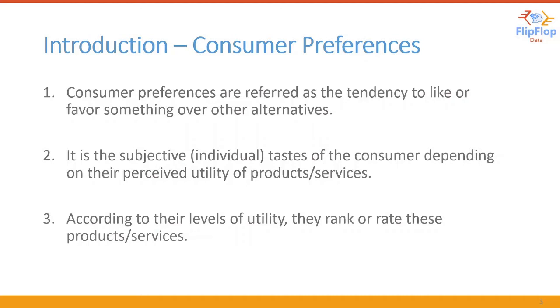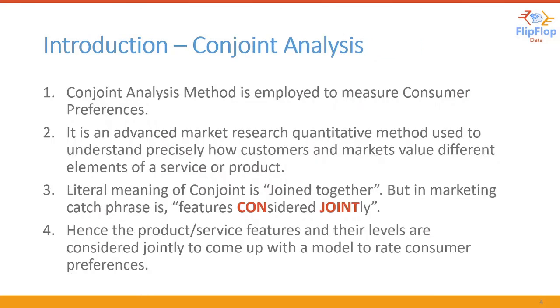So how do we determine the highest value and right price for consumers is a big question. So in this scenario, consumer preferences play a very big role. A method called conjoint analysis is used to measure the same. So let me explain in simple terms what conjoint analysis is.